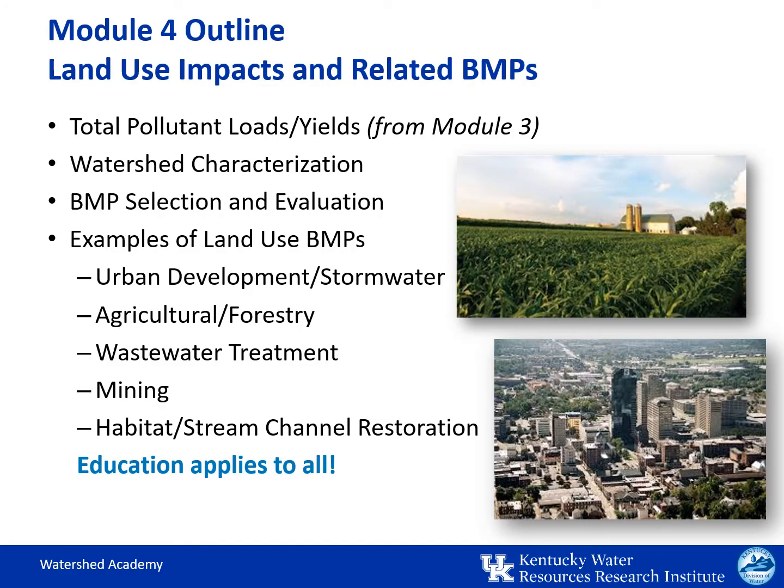We'll begin this module with a reminder of where we left off in Module 3, during which we discussed pollutant loads and yields and ways to reduce those values to meet water quality goals. In order to do this, you need to understand the contributing watershed, the prevailing land uses, and potential pollutant sources. Once you have this information, you can begin to identify and select the associated best management practice options that will help lower pollutant loading to receiving waterways.